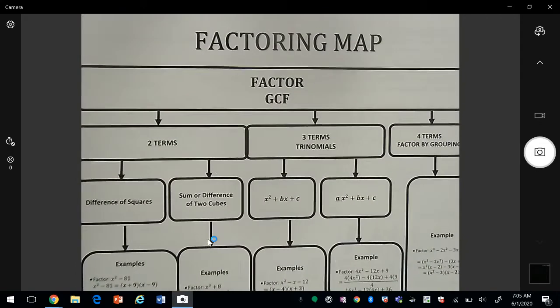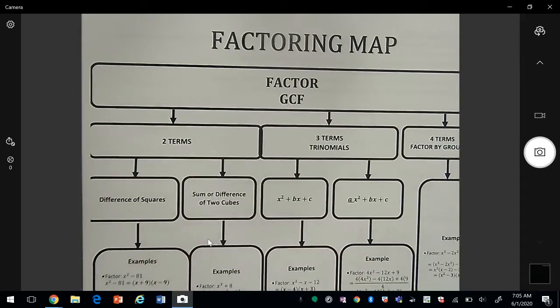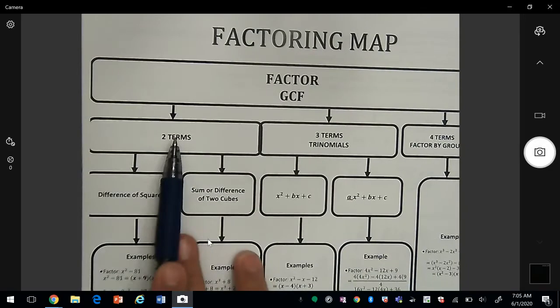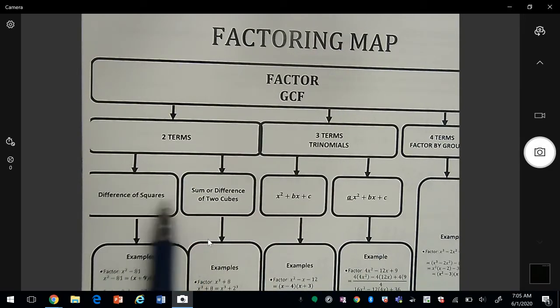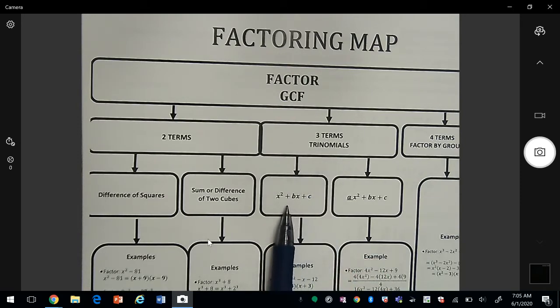Okay, the next topic is factoring. Basically, this is a map that will guide you through the factoring. Whenever you have two terms, these are the two options that we have: difference of squares, sum or difference of two cubes. If we have three terms, then we can factor using this. You might have this method or this method.